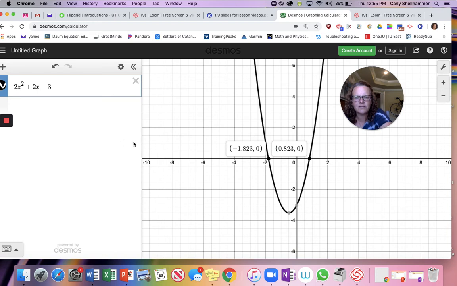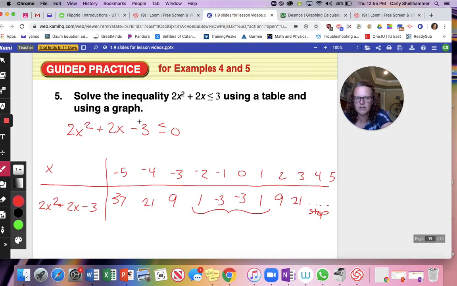So I can't write on this, but I'm going to go ahead and test. Let's just test a negative 2 and a positive 2 to make sure I'm shading it the same way. All right? So I'm going back here. Negative 2 and positive 2 is what I'm going to test.